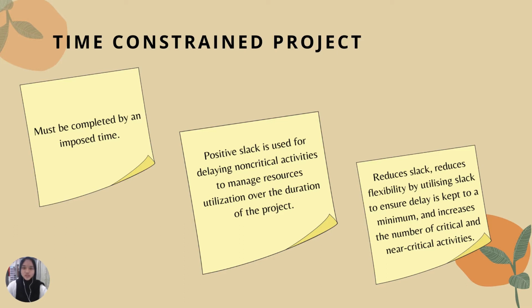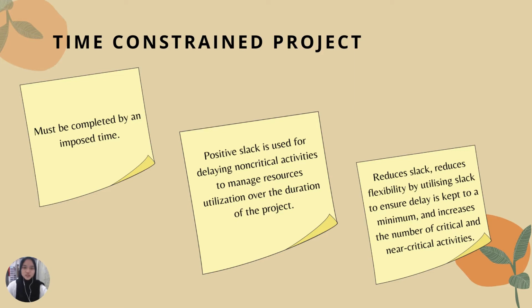For example, if the project must be completed within 14 weeks, then the resources must use the time wisely to complete within the time. But the flexible factor for these cases is the resources. The next one is the positive slack, which is used for delaying non-critical activities to manage resource utilization over the duration of the project. It means that usually for non-critical activities, there will be a slack.